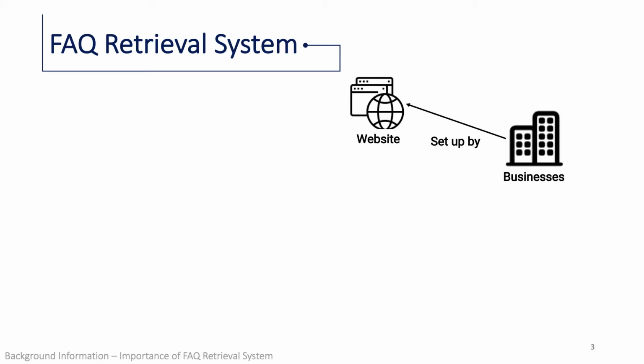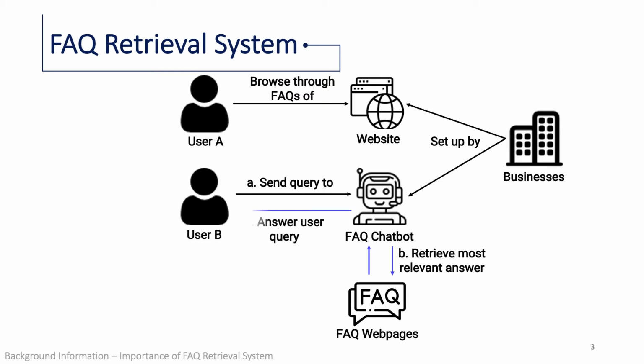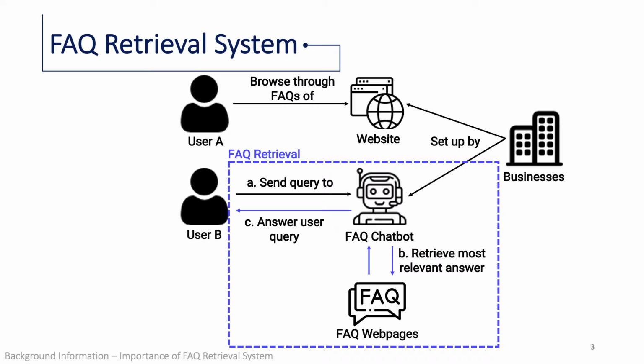Now, what is the FAQ retrieval system? Businesses typically set up websites. When a user needs some information, they typically go through the FAQs of the website just like user A. However, businesses can also set up a chatbot that will help users to navigate their web pages. Users can engage a chatbot like user B by sending a query to the chatbot, and the chatbot will find the most relevant answer from the FAQ web pages to answer the user query. Therefore, what is encapsulated in this blue box is the FAQ retrieval system.